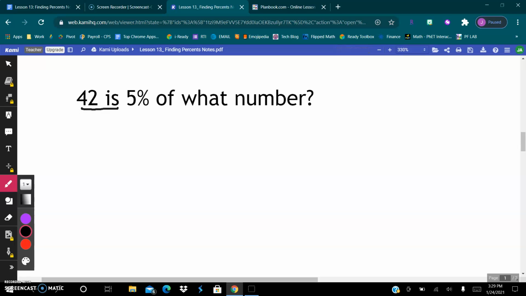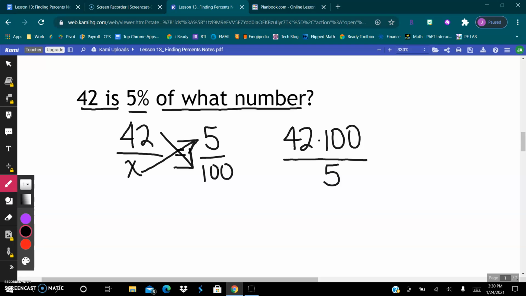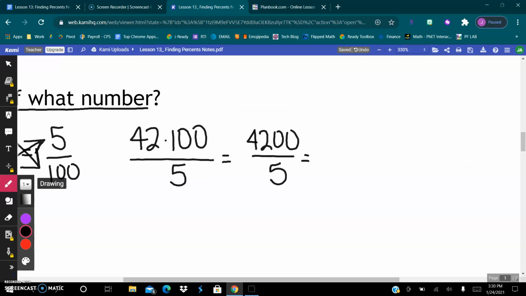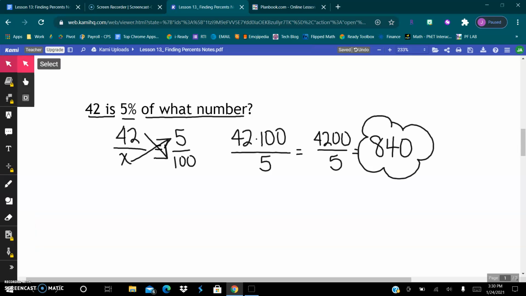All right, so this one says 42 is 5% of what number? So again, 42 is, so that would be on the top. Then we have a 5%, so that's going to go on the top over here. And it says of what number? So we don't know this number. And this bottom number over here is always 100. So cross multiply. We have 42 times 100. And across from the x, we have a 5. So we have to divide by 5. So that would be 4,200 divided by 5, and we get 840. And again, this problem says of what number? It's not a percent, so 840 is our answer.